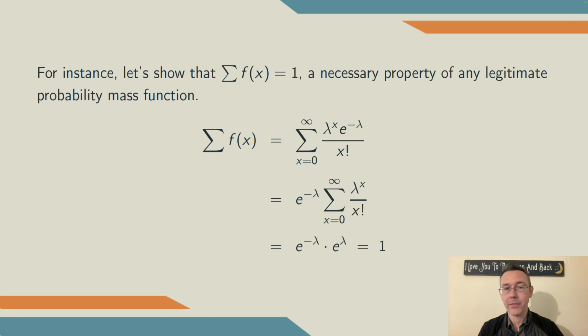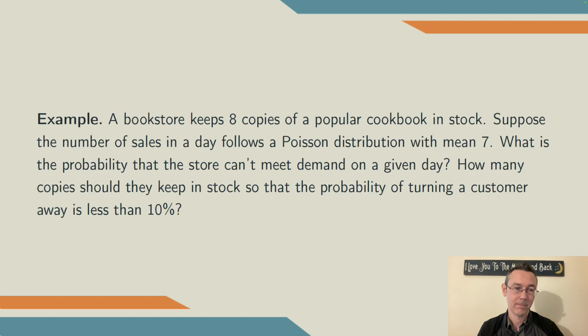Once we've done that, the summation that we have now is just that Maclaurin series that I showed on the previous slide, just with lambda instead of t. And so that whole summation simplifies to e to the lambda. We're left with e to the negative lambda times e to the lambda, which of course is 1. So this does verify that necessary property of any legitimate probability mass function.